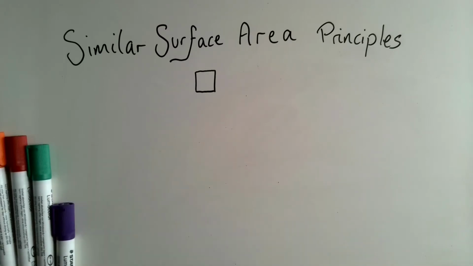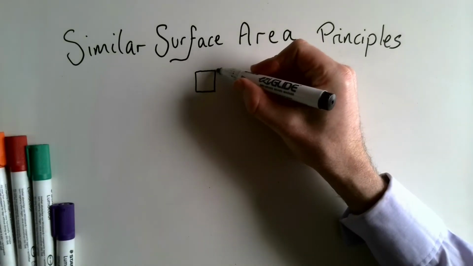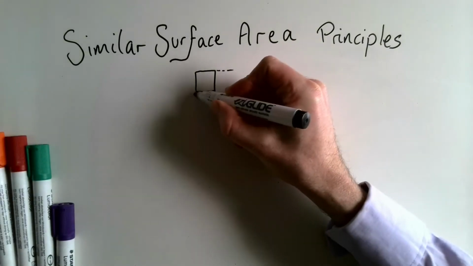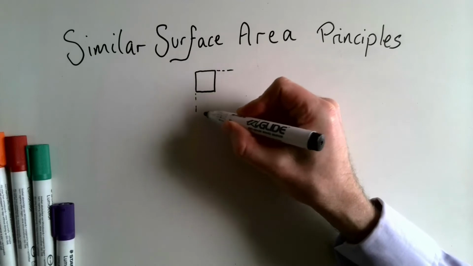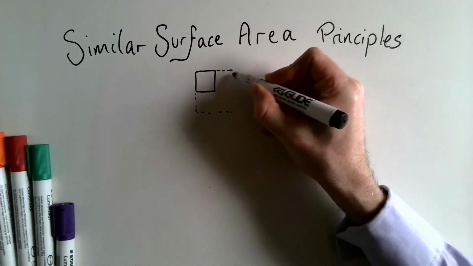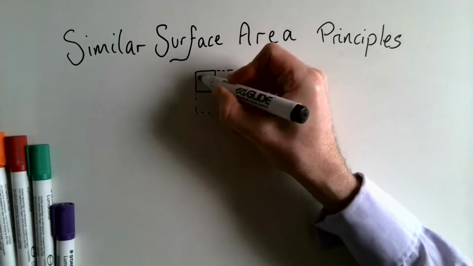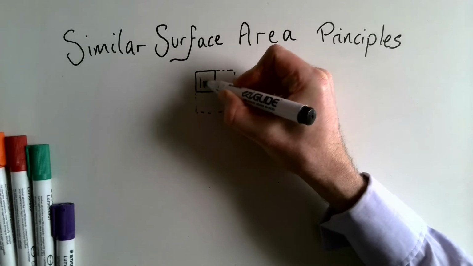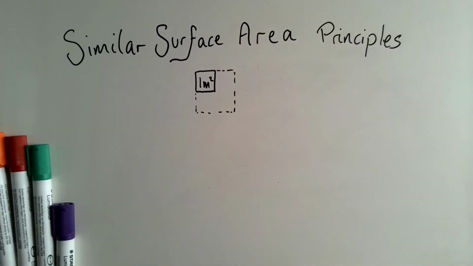So I've got a square there. Now what happens if I have a similar shape, which means it's twice in both directions? How many times bigger is the area? So if we say that this is 1 square meter, how many square meters is our new shape?